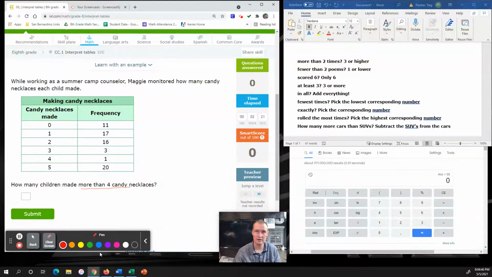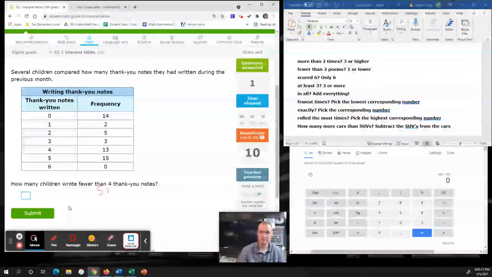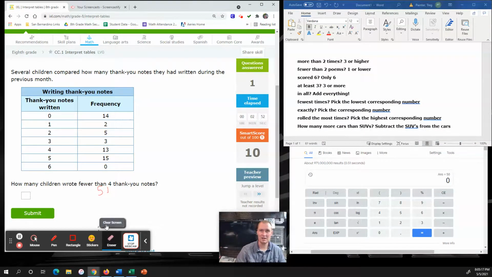So the word more means 5 or higher, because more means we don't include 4. There's only one that's 5 or higher. There's a 5, and it happened 20 times. So we're going to put 20. Again, how does this work? It says 5 or more candy necklaces. Here are the candy necklaces, there's the 5, and the corresponding number to the 5 is that 20. All right, off to a good start.